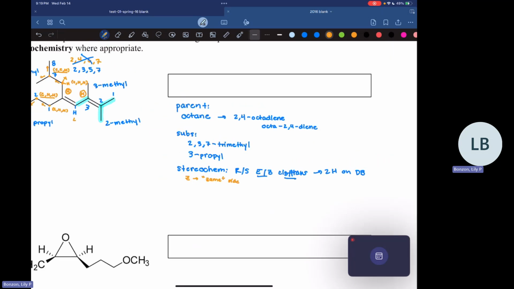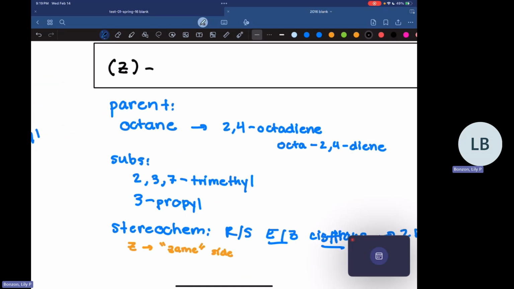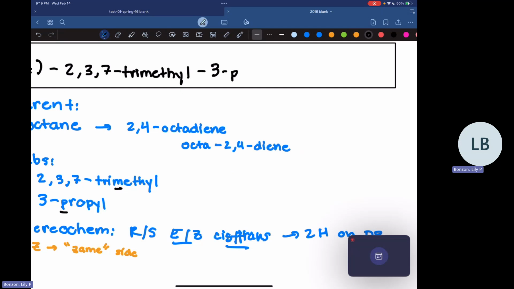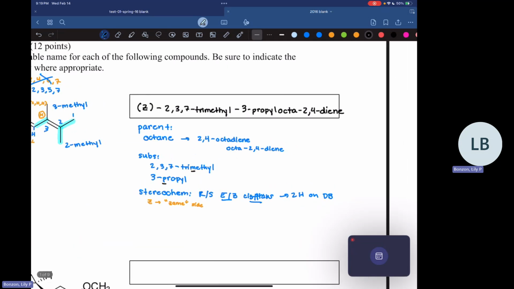Okay, so now that we have our stereochemistry, we can go ahead and throw it all together. So our stereochemistry goes first. We have Z. We have our substituents. Make sure to put them in alphabetical order. So we're going to be comparing M versus P. M comes before P. So we're going to go with that as our first substituent. So 2,3,7 trimethyl. Then we've got our 3 propyl. And finally, we're just going to throw our parent name at the end. So again, you could go with either of the numbering, either before or in the middle of the parent name. Either one is fine. So octa-2,4-diene. So that is going to be our name for that one.